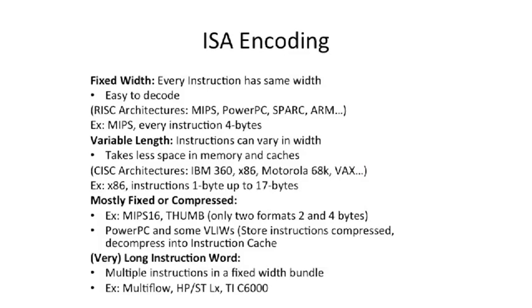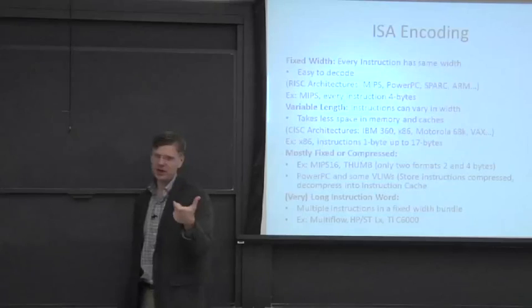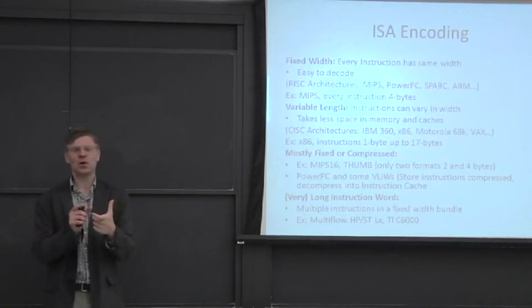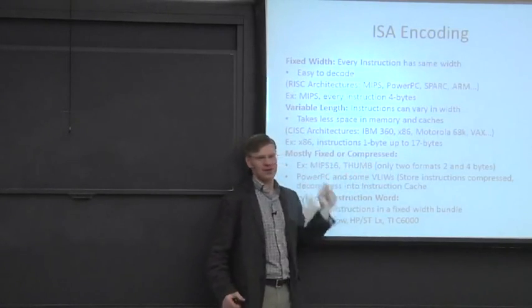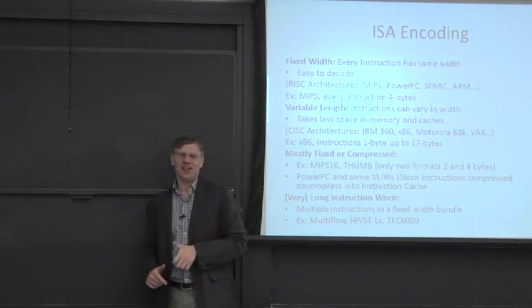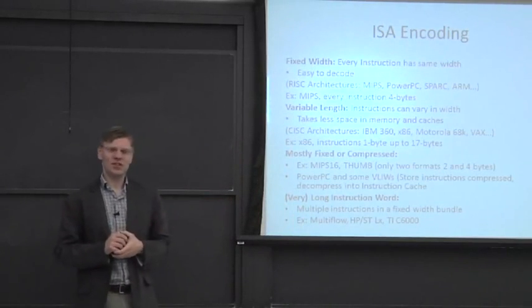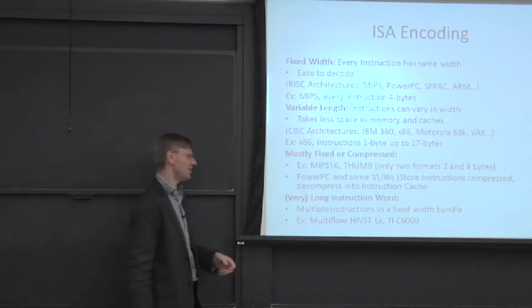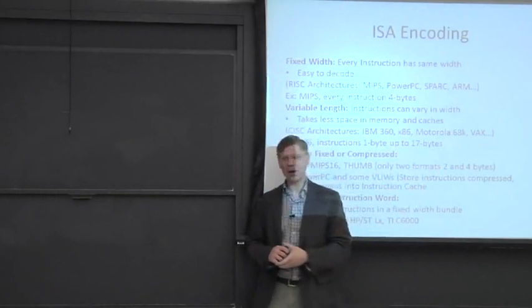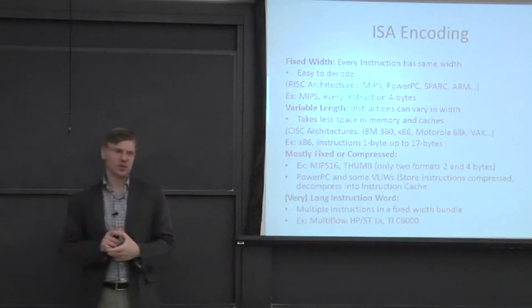People started to build mostly fixed or compressed instruction set architectures. An example of this is something like MIPS16, which is effectively a MIPS instruction set where there are both 32-bit or 4-byte instructions and 16-bit or 2-byte instructions. And Thumb, which is the compressed or mostly fixed instruction set architecture of ARM. Yep, gotta love the naming there. It also did a similar thing where they had 2 bytes and 4 bytes as their different instructions.